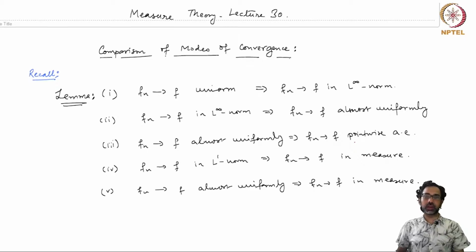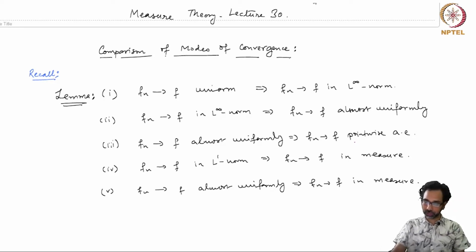So in this lecture, we continue our comparison of the various modes of convergence that we have defined, and we want to explore their interdependence or interrelationship between these modes of convergence. So we recall that we stated this lemma and we proved some parts of this lemma.